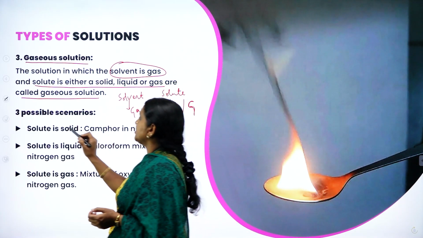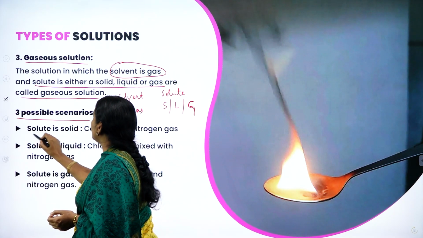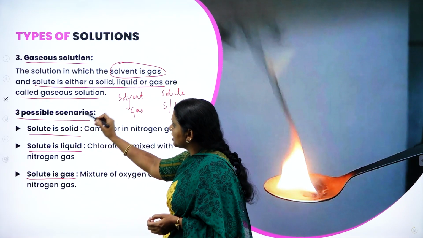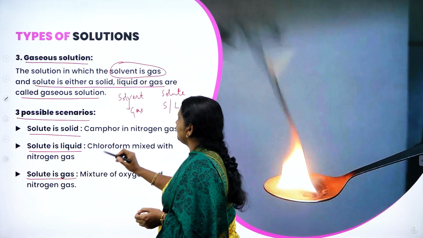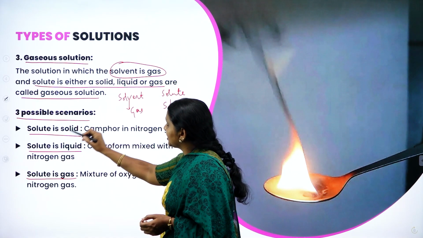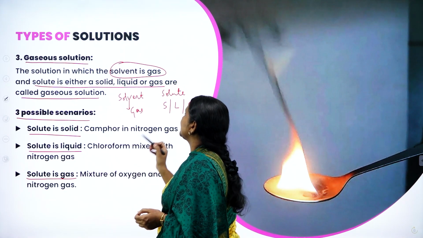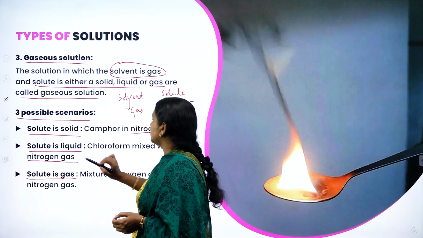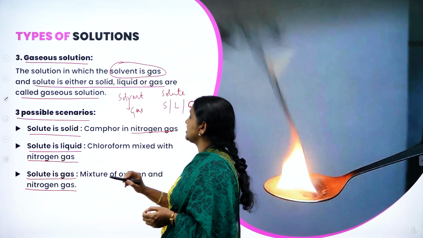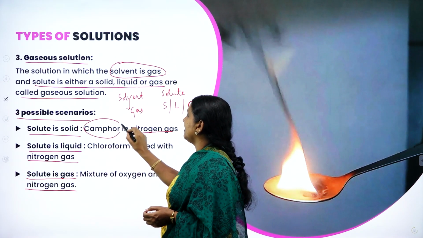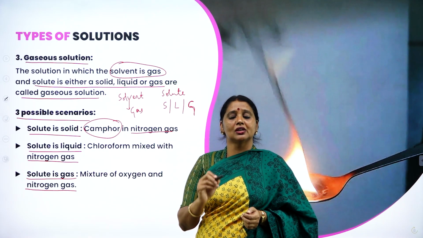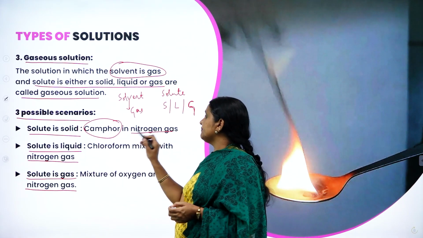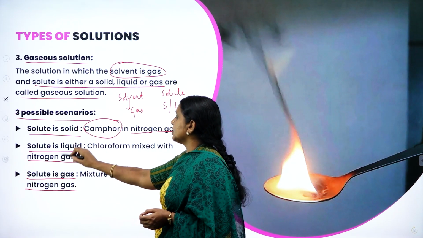Based on that, there are three possibilities. What are the three possibilities? When solute is solid, when solute is liquid, when solute is gas. But solvent is always gas. Observe here: here the solvent is nitrogen gas, here also nitrogen gas, here also nitrogen gas. But the solute is solid, which is camphor. Therefore, the solid solute in a gaseous solvent is camphor in nitrogen gas. Second one, solute is liquid.